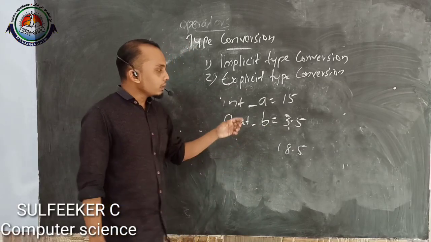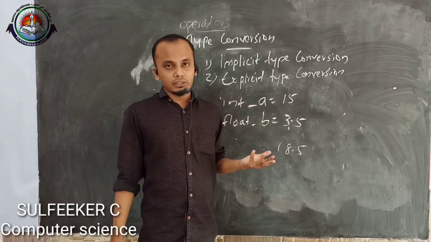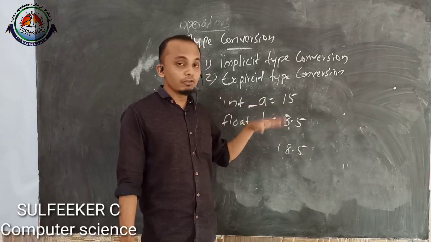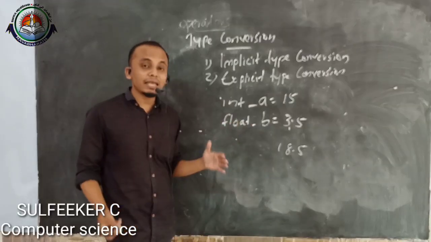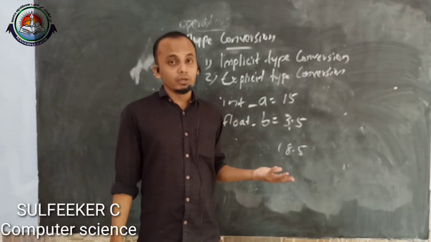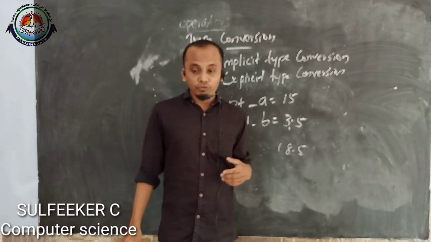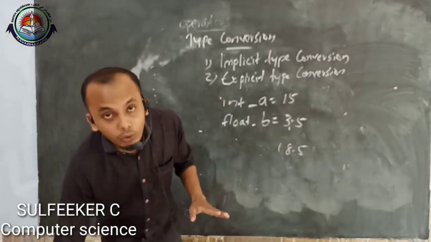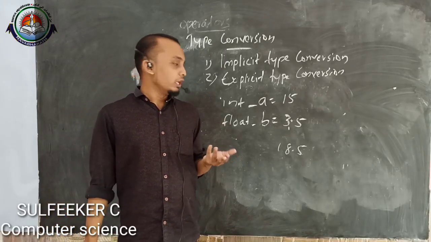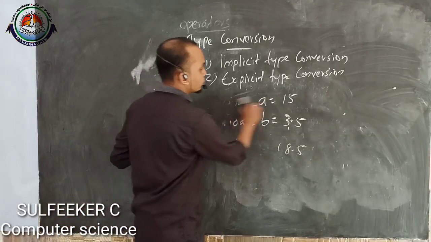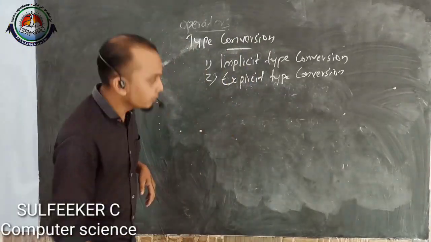So there is an automatic conversion. The data type will automatically convert without any user involvement. Automatically we will get the result as 18.5. So there is no user involvement. But in the case of explicit type conversion, we can take one example.